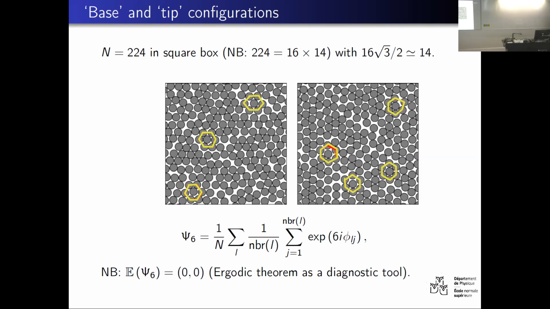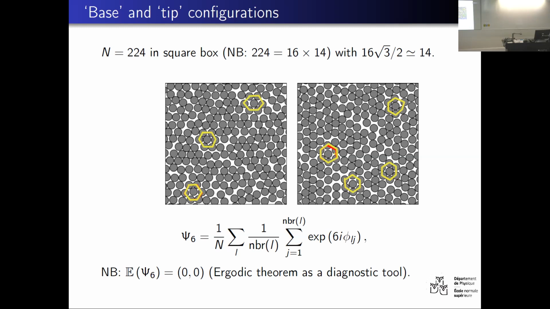The base configuration is where you draw little hexagons of the local environment, and they sit on their base. Here I showed they all sit on their base, almost all of them. And here they sit on their tip. Now, if you are in a square box, you can simply take this configuration and rotate it in the square box. That allows you to understand that you should have as many configurations that are base as configurations that are tip.